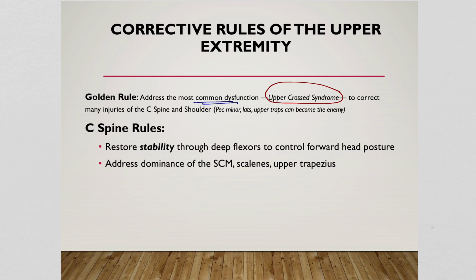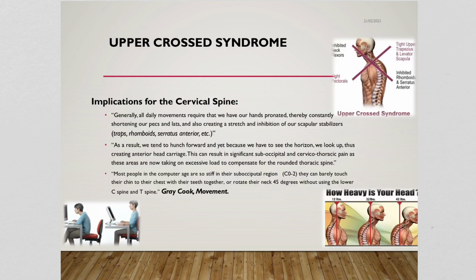Okay, big rule: restore stability. I talked about this, right? Because the C-spine is an extremely mobile spinal part of the column. And so we're going to do that through rehabbing or strengthening the deep neck flexors. And this will help control that anterior head posture that I've been referring to. And then we have to work on overactivity, right, of the upper traps, the sternocleidomastoid, and the scalene. So let's go to the next slide.